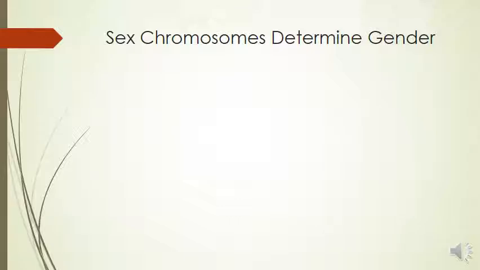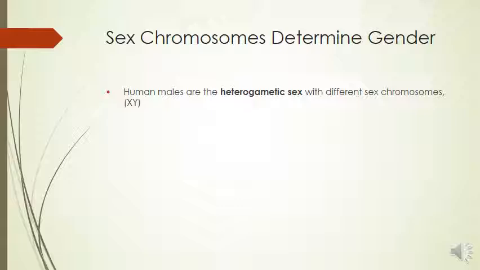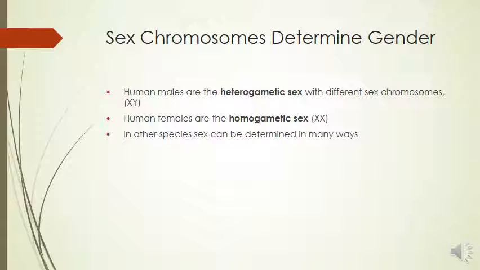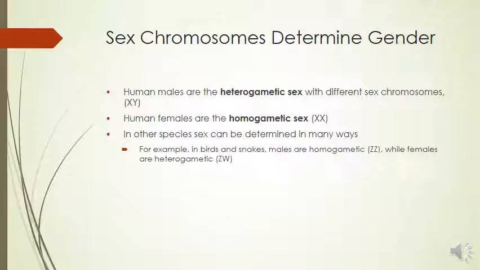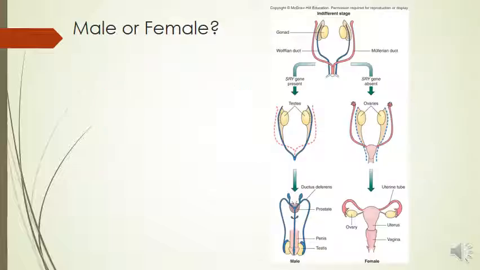The sex chromosomes determine our gender. Human males are the heterogametic sex with different sex chromosomes, XY. Human females are the homogametic sex, XX. In other species, sex can be determined in many ways. For example, in birds and snakes, males are homogametic, ZZ, while females are heterogametic, ZW.